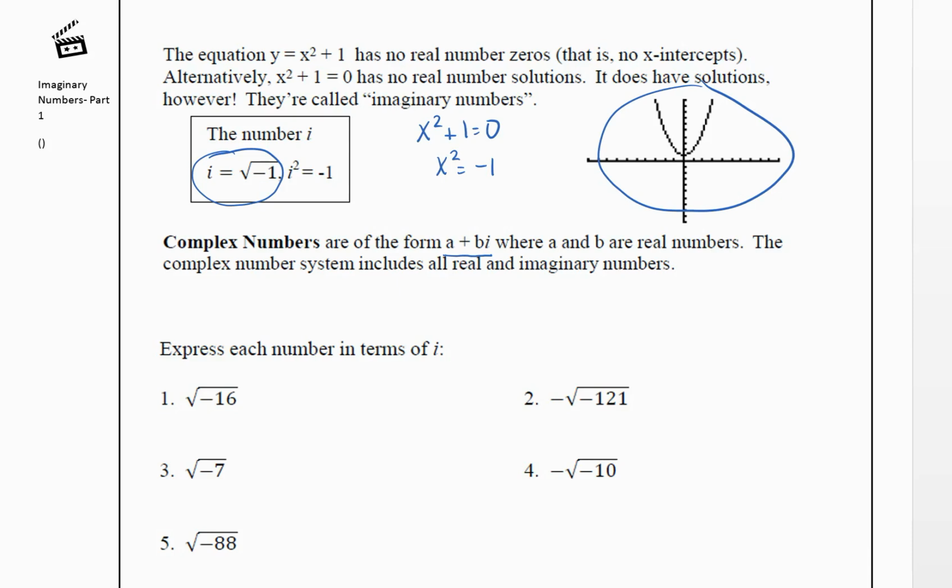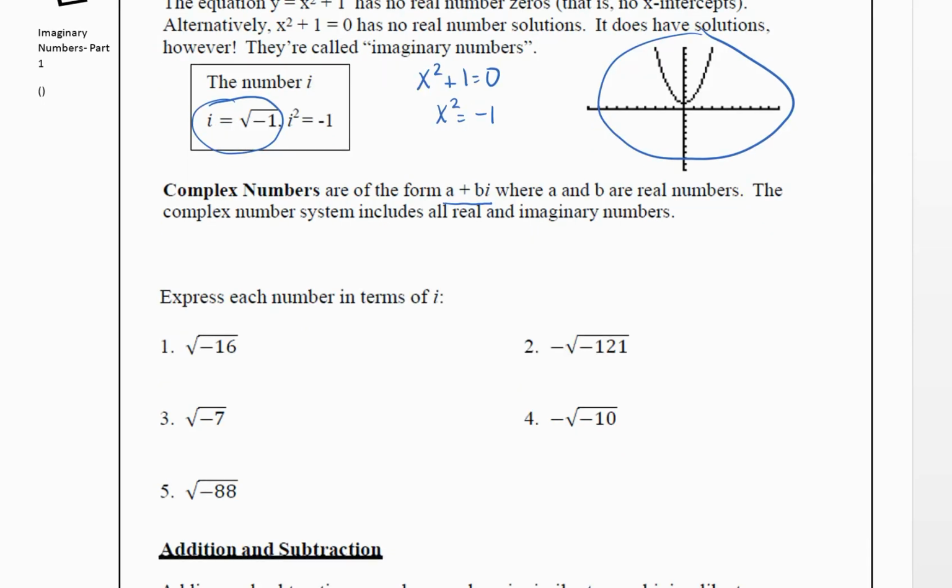Okay, so we're going to start by writing some numbers in terms of i, and what this means is whenever we have a negative under the square root, we can think of pulling the negative out and writing it as just an i. So here we'd have i square root of 16, and now we know what the square root of 16 is, so we could just call this 4i.